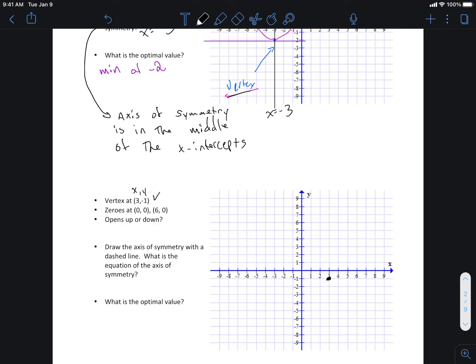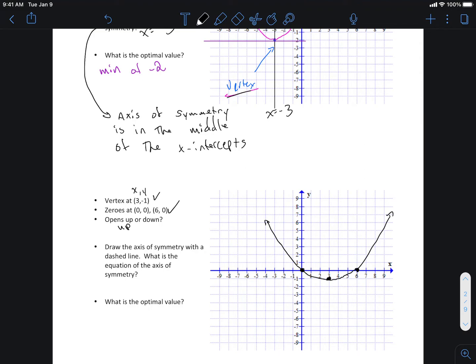Zeros. Where are the zeros? Zeros are at (0, 0) and at (6, 0). Alright, if I connect those dots, it's kind of shallow, this one. That looks like it's opening up, right? So I took care of the zeros. Is it opening up or down? Looks like it's opening up.